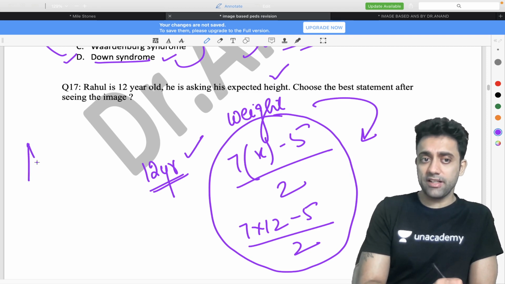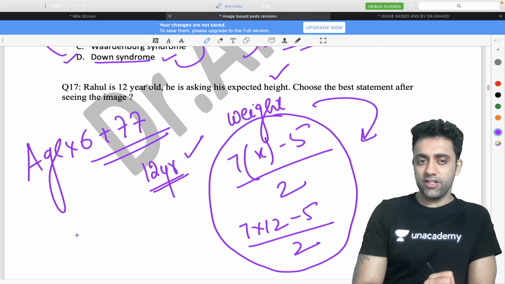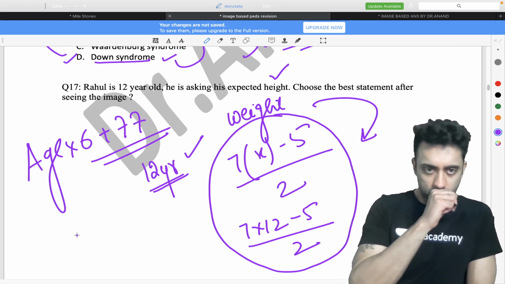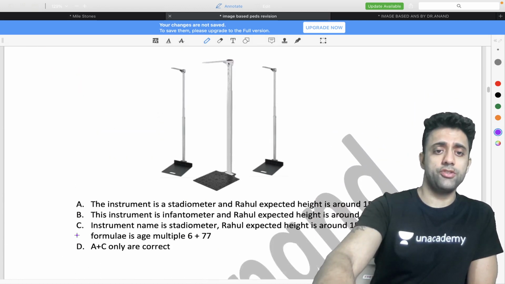What is the formula for expected height? Age into 6 plus 77. That's the formula for the expected height. Okay. Yeah, so the options are, choose the best option.